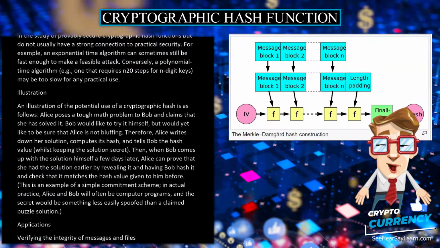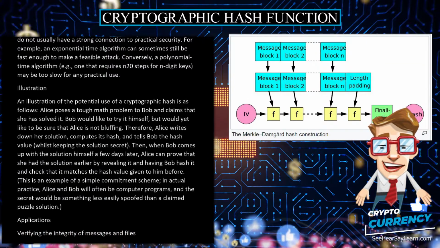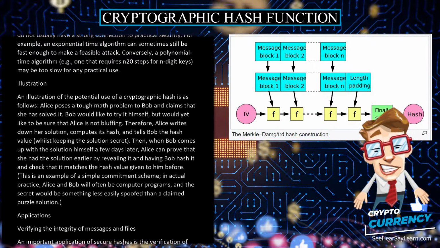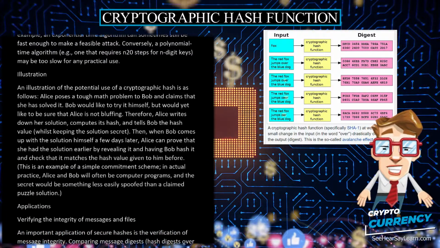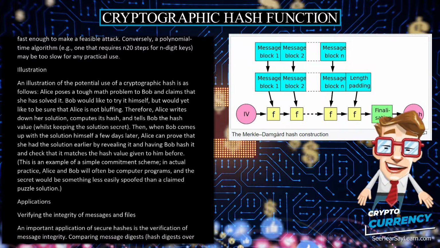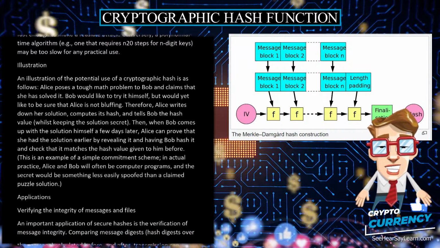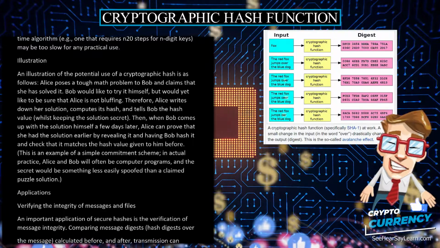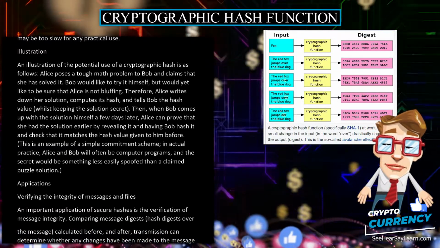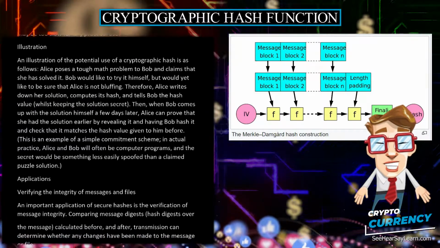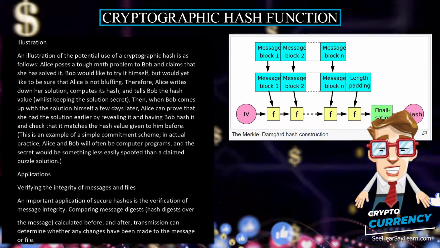Then, when Bob comes up with the solution himself a few days later, Alice can prove that she had the solution earlier by revealing it and having Bob hash it and check that it matches the hash value given to him before. This is an example of a simple commitment scheme. In actual practice, Alice and Bob will often be computer programs, and the secret would be something less easily spoofed than a claimed puzzle solution.